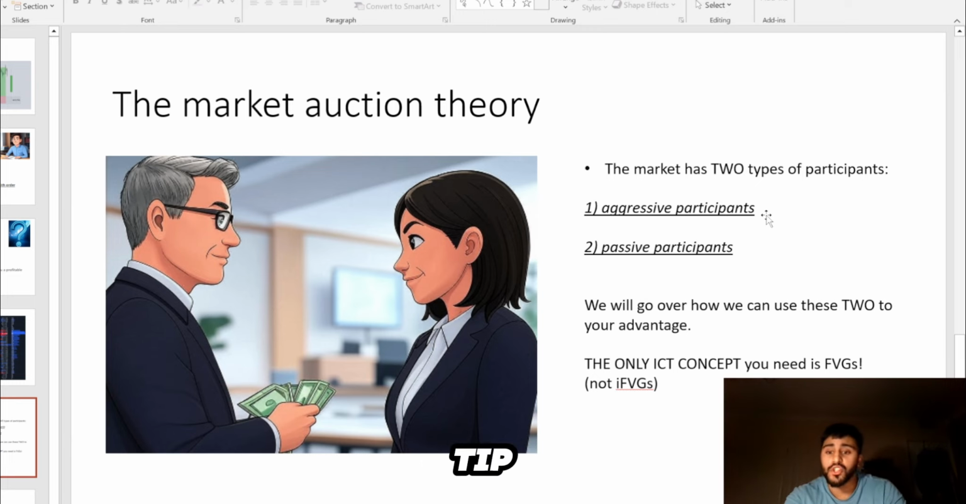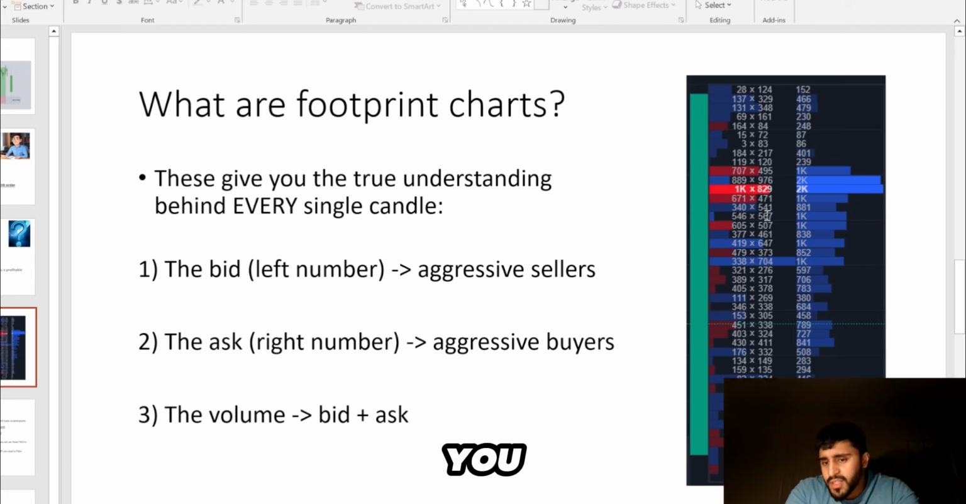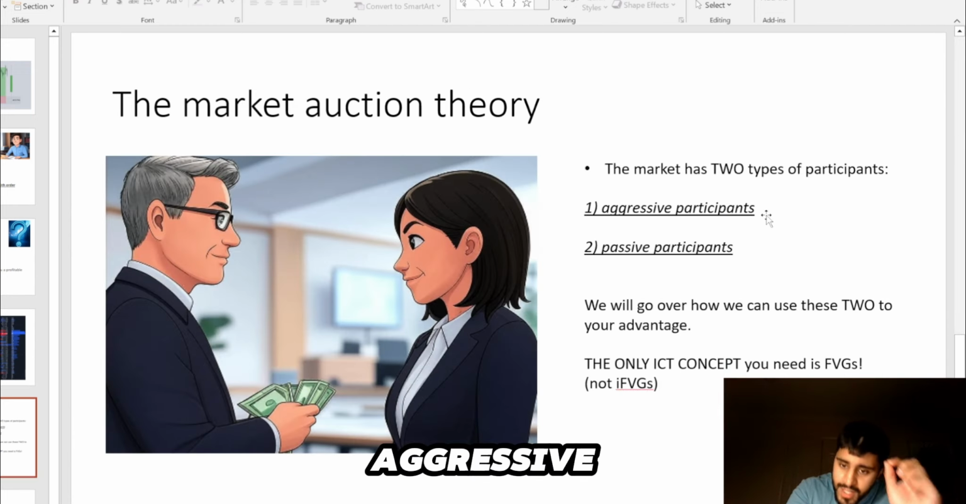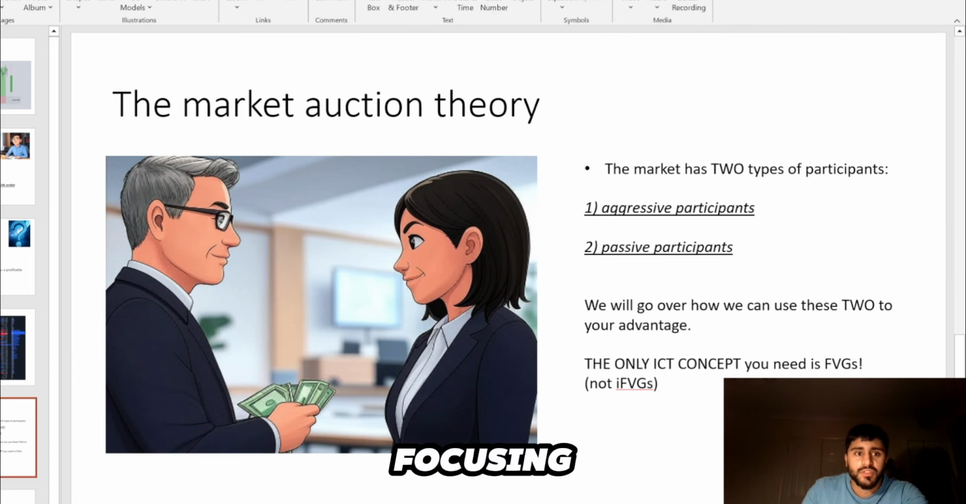And just a quick tip, you only need fair value gaps from the entire ICT arsenal to trade this properly. Fair value gaps aren't needed. So to give you some context, the numbers you see here, the bid and the ask, those are aggressive participants. So those correspond to number 1, right? Those are aggressive participants. What we're going to be focusing on is passive participants, right?